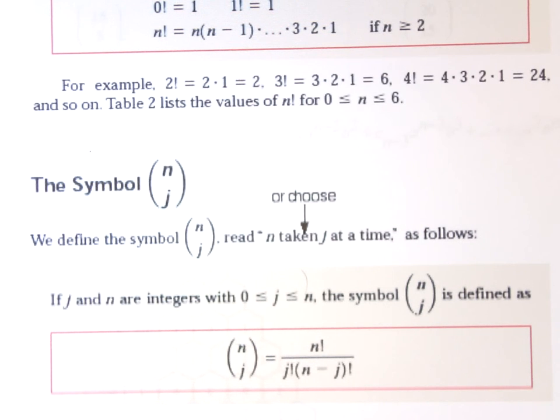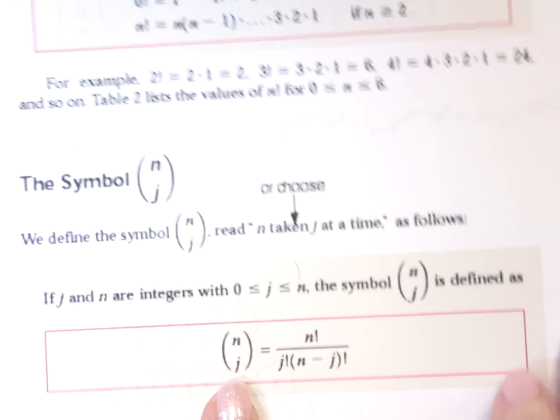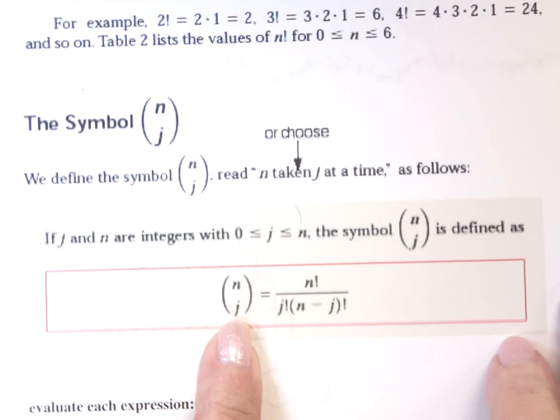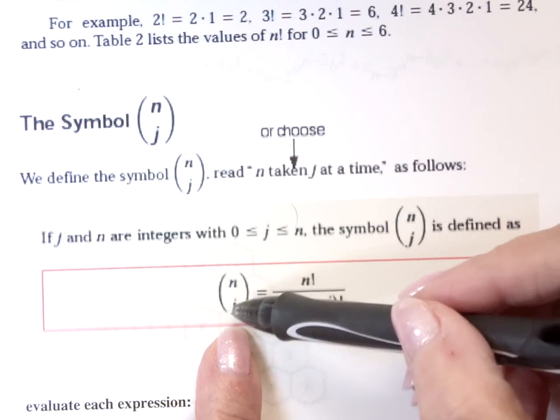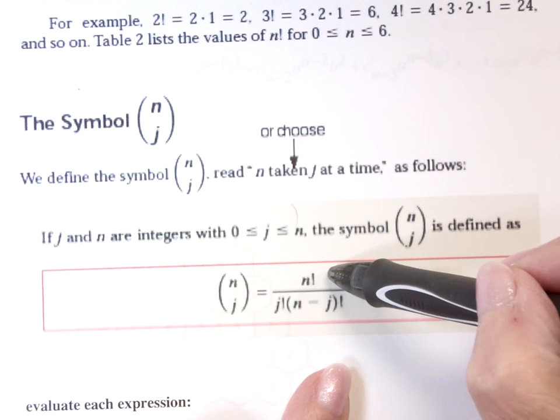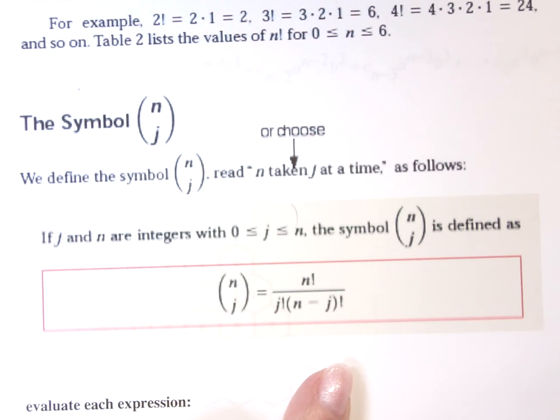We tend to use more often the word choose. So n choose 3, you're choosing 3 at a time. You're reaching in, pulling 3, reaching in, pulling 3, reaching in, pulling 3, 3 at a time. And it has a formula, which is on your paper: n choose j is n factorial divided by j factorial times n minus j factorial.